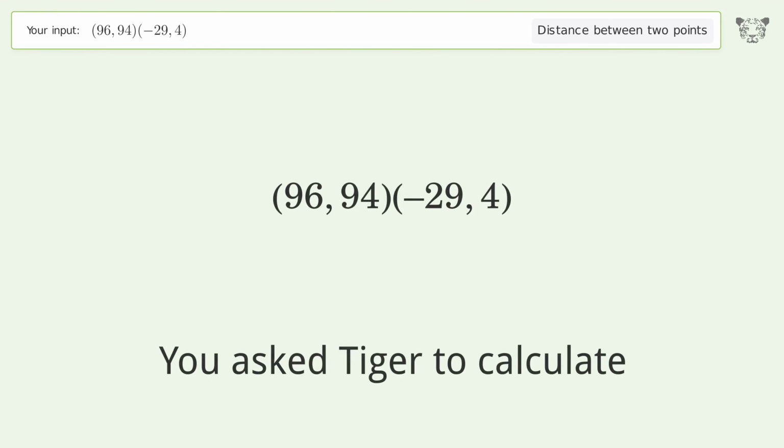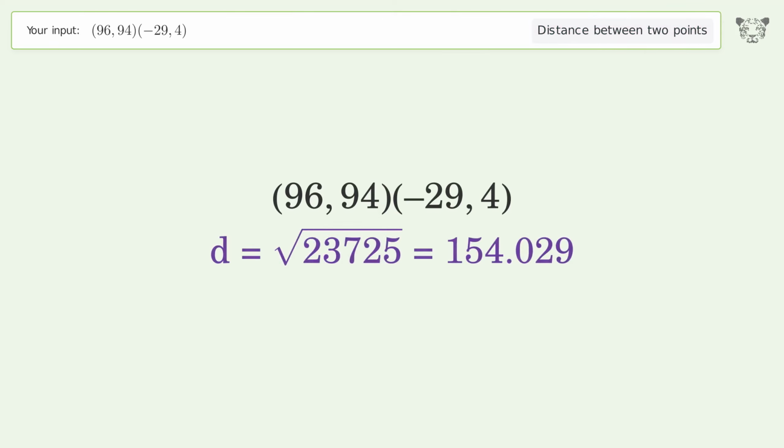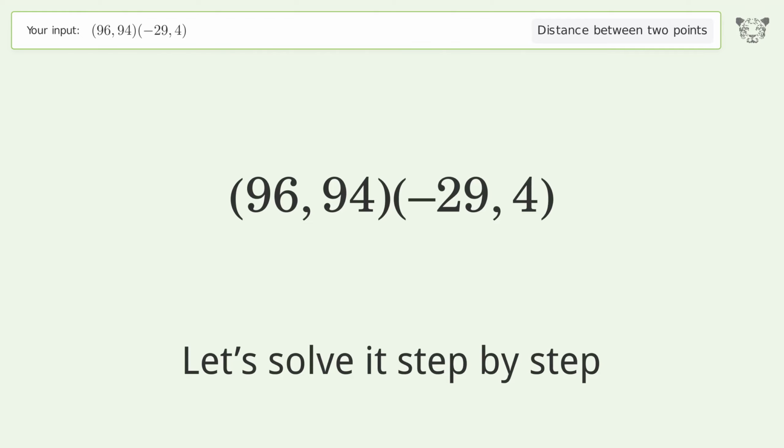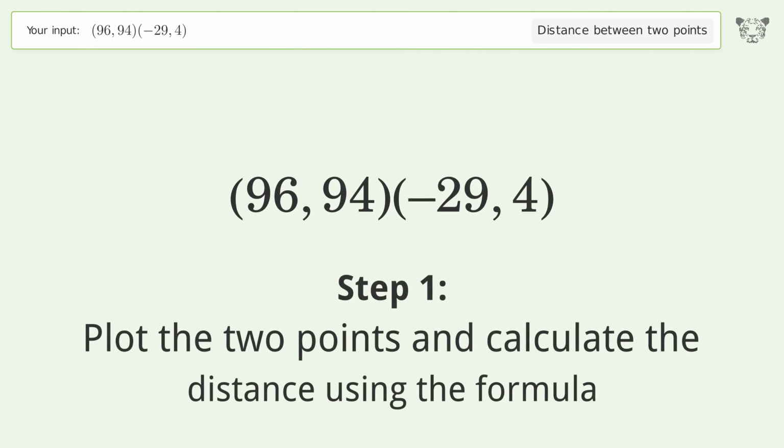You ask Tiger to calculate. This deals with the distance between 2 points. The distance between the 2 points is the square root of 23,725, or 154.029. Let's solve it step by step. Plot the 2 points and calculate the distance using the formula.